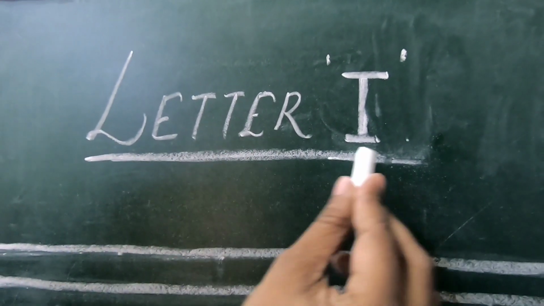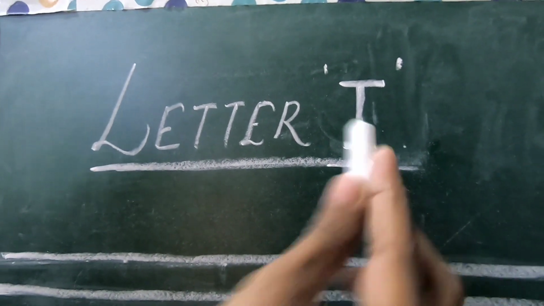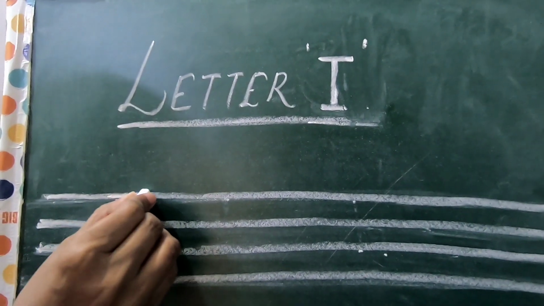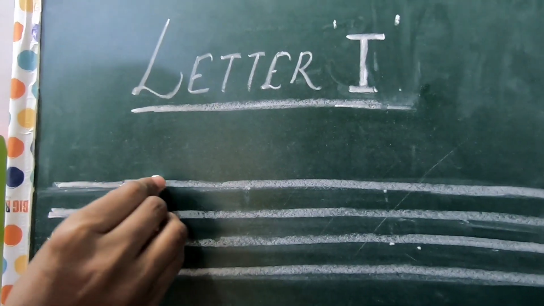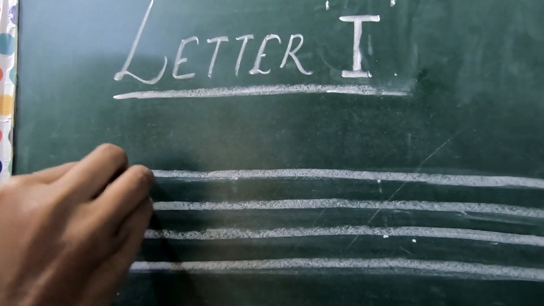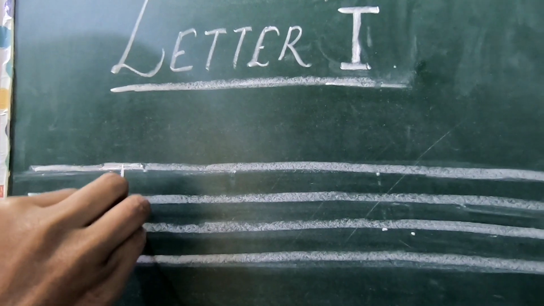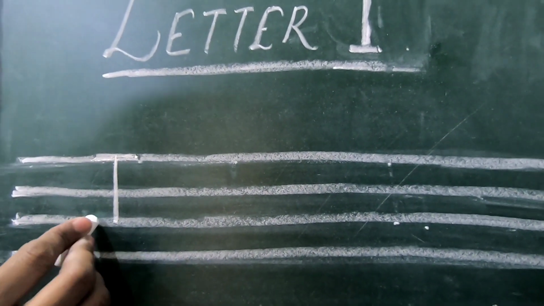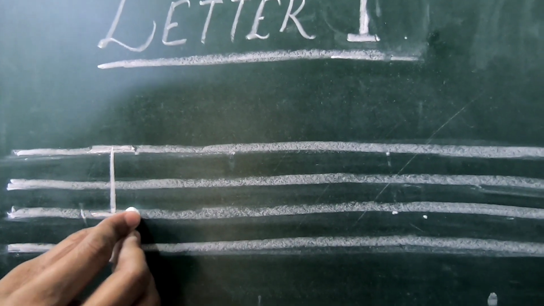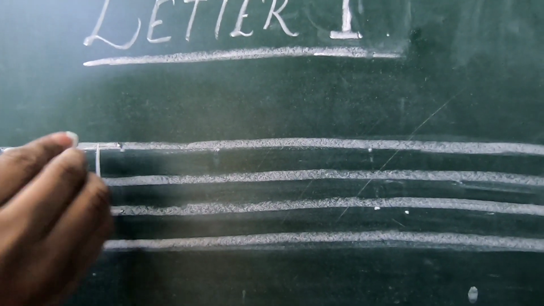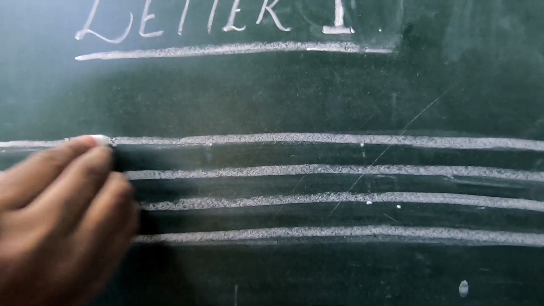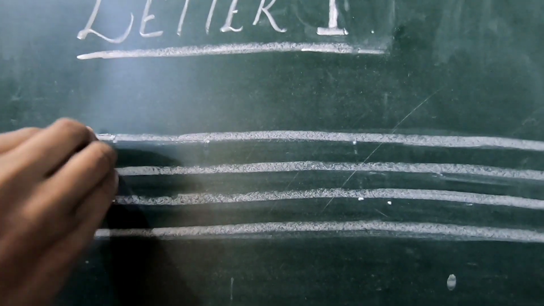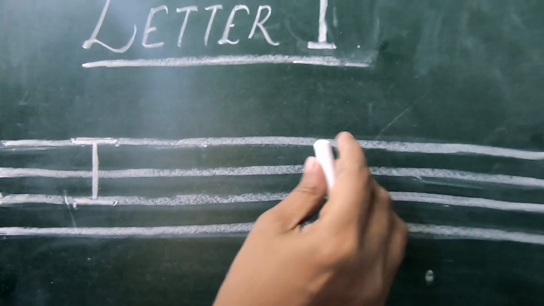Now the next letter is I, capital I. So how can we make I? Just make a slipping line on this front line. Then make a standing line from the center of this and stop at the base line. Then again start to make a slipping line from the same point where we have started the first one. Take care that both the lines should be of the same length for good handwriting. This is capital I.